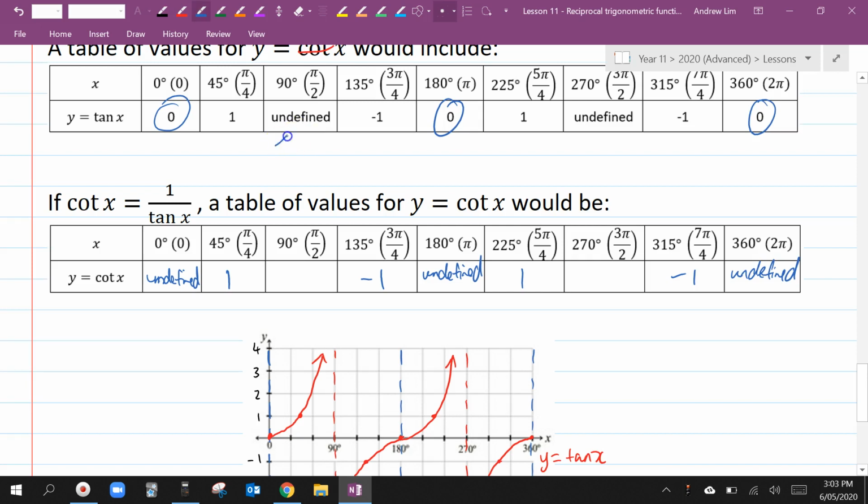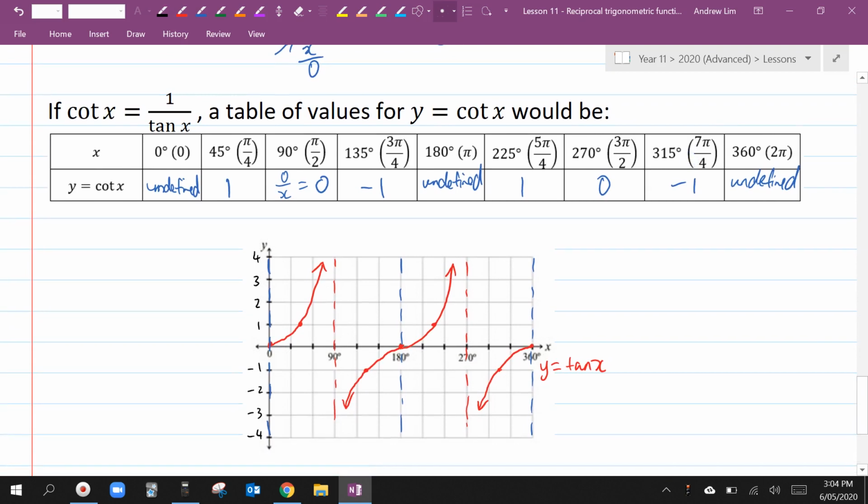Well, the only reason why this is undefined is because it's something, let's just call it x, divided by 0. Well, if we were to flip that, if we were to find the reciprocal, it'll become 0 divided by that something, which is 0. And so wherever it's undefined for tan x, for cotangent x is going to be 0. So let's graph this. 45 degrees is 1. 90 degrees is 0. 135 is minus 1.